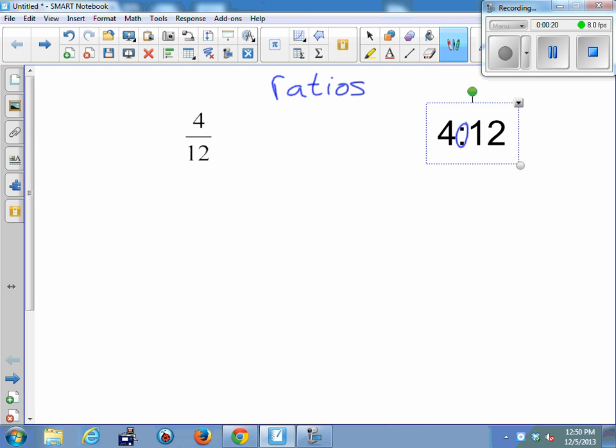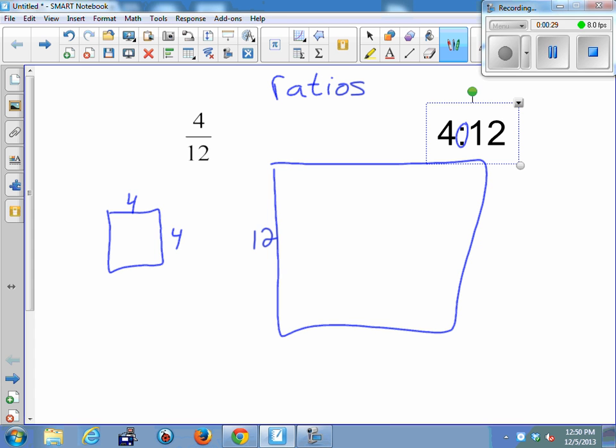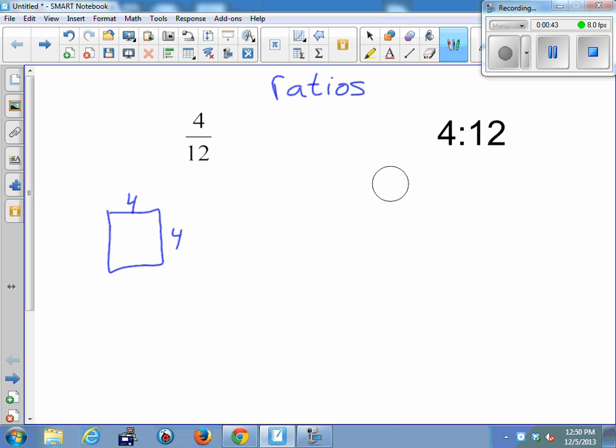Now what we would do is, we would have, for instance, a square that's 4 by 4, and then we would have a bigger square that's 12 by 12. And then we would say the ratio between the small square and the large square is 4 to 12. And this is a number that we can actually reduce. So we're going to simplify these ratios, get it down to its lowest terms. 4 over 12 can also be written as 1/3.